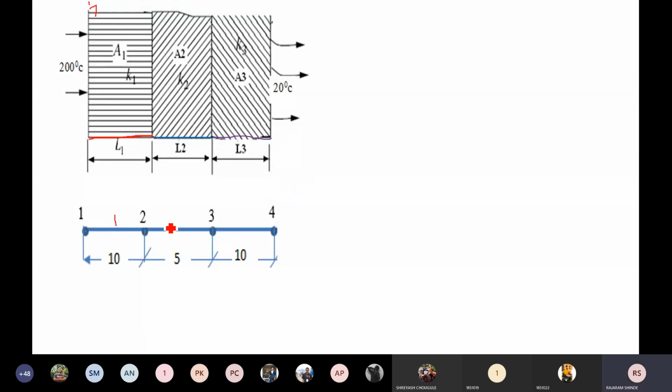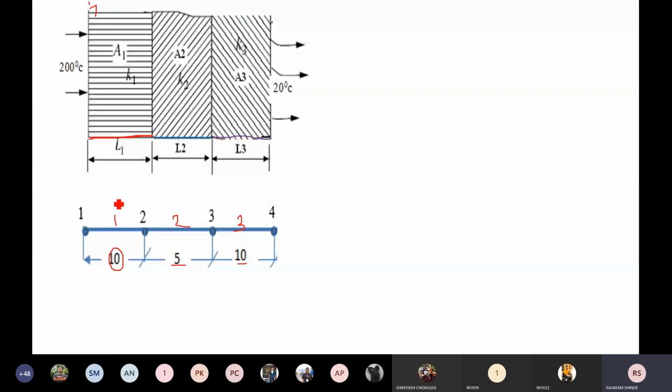This one. This is element number 2, and this is element number 3. These are the 3 elements which I have used here. Length of this first element is 10 millimeter. Length of the second element is 5 millimeter. Length of third element is 10 millimeter again.